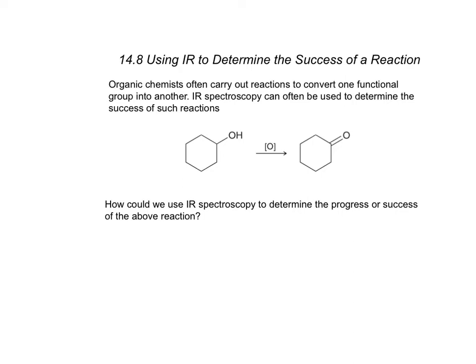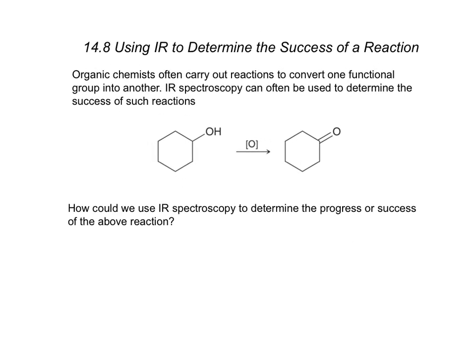You can utilize IR spectroscopy, besides just trying to figure out what functional groups are present, to actually track the success of a reaction. For example, let's say I had a reaction where I was taking a reactant over here. It has a nice alcohol group, and I was trying to turn it into a ketone. I was trying to oxidize it to this ketone. How could I utilize IR spectroscopy to tell me whether or not this reaction had been successful? So we have reactant going to product.